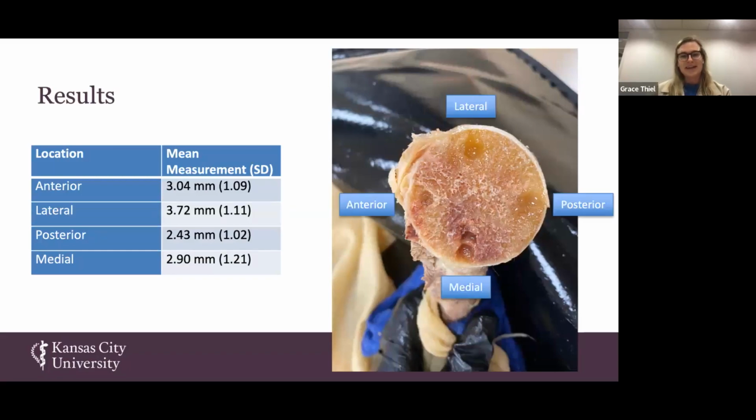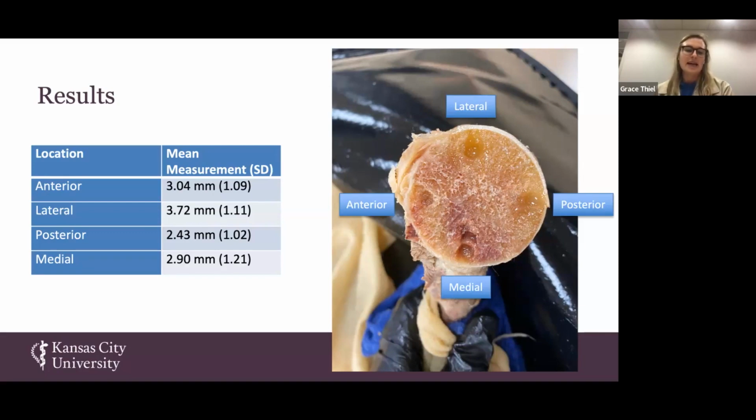So to start off, again, here's the same picture of the cut surface of the humerus, placed with the orientation. So here's the lateral location, medial is down here, and as you can see in the background, the rest of the humerus is down here, and the elbow is near the bottom of the screen. The posterior location is to the right of your screen, and the anterior is to the left of this image. This table just lists the mean measurements in millimeters per anatomic location.